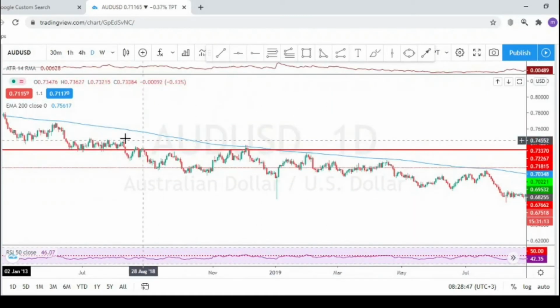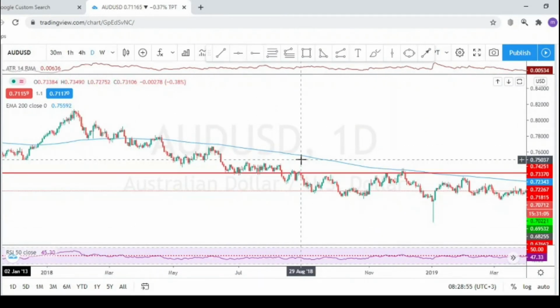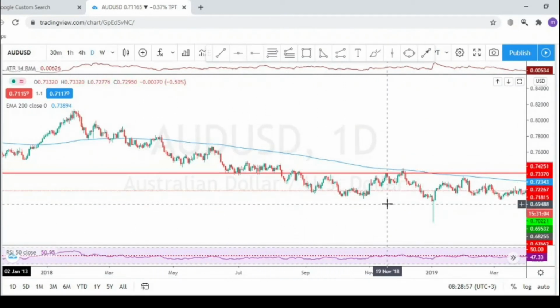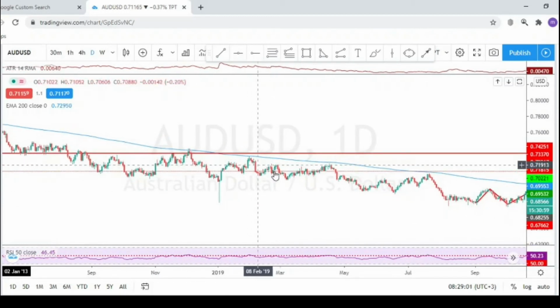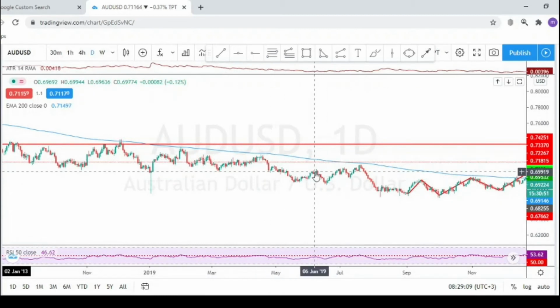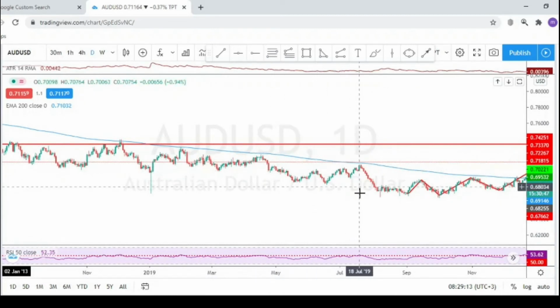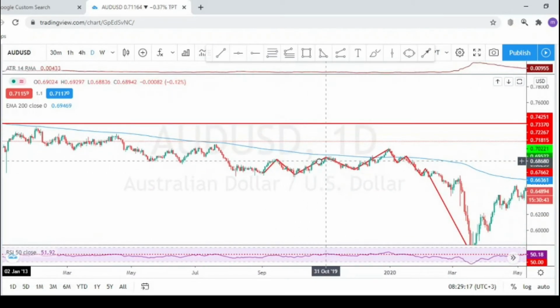As you can see, the market is trending below this 200 EMA. It's continuing falling, and this would be your winning streak, guys. Again, winning. This would be a winning trade. This would be a winning trade. This would be a winning trade. This would be a winning trade. This would be a losing trade, but this would be a winning trade. A winning trade. A winning trade.